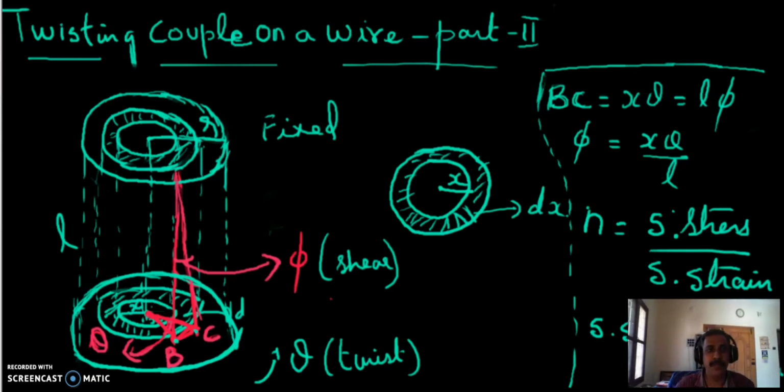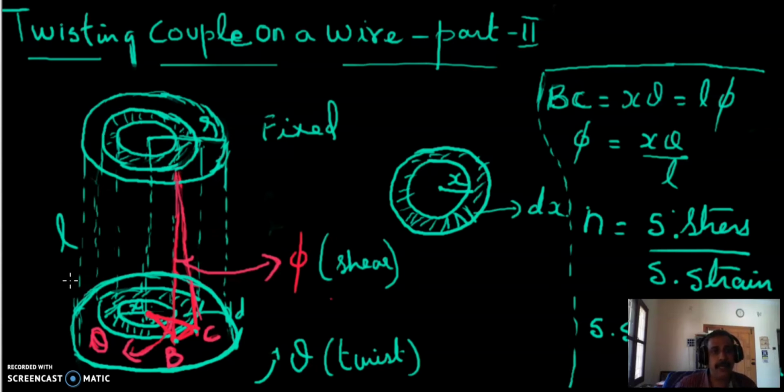Hi and hello. We are on to the second video of twisting couple on a wire for first semester engineering physics. In the first video, we have seen about the modulus of elasticity. That too, we are going to use rigidity modulus, which is nothing but the ratio between the shearing stress and the shearing strain.